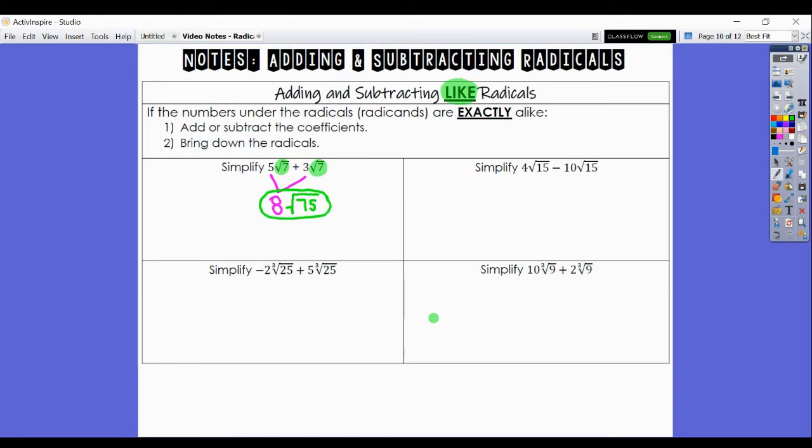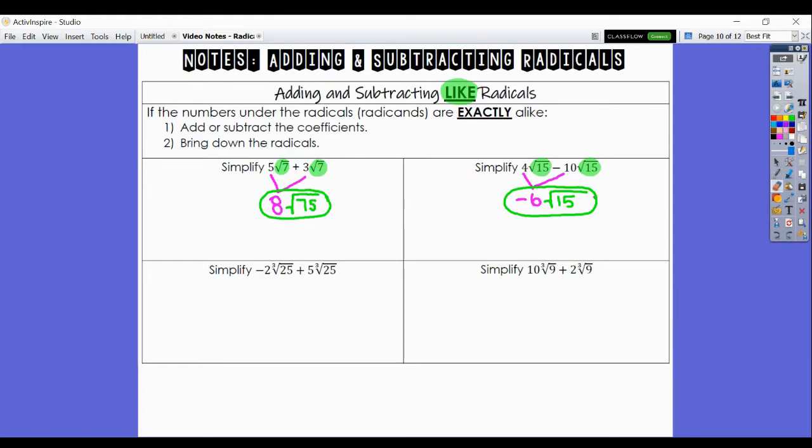Next question here we have again 4 radical 15 minus 10 radical 15. Both are radical 15s and there's subtraction in between them. Combine those like terms. 4 minus 10 gives us negative 6 of those radical 15s. Because we had 4 of them, we subtracted 10 of them, so we have negative 6 left.